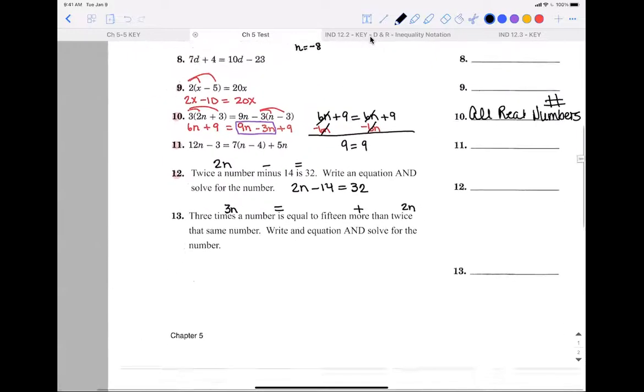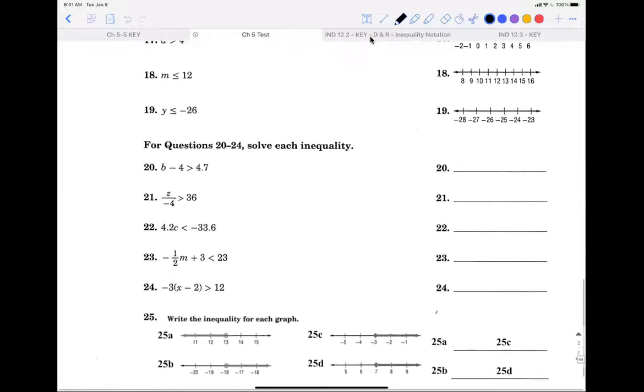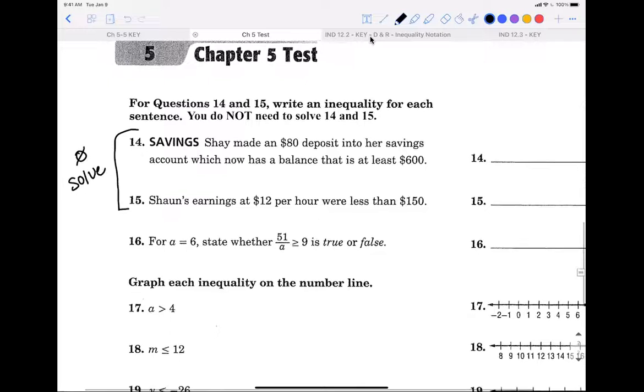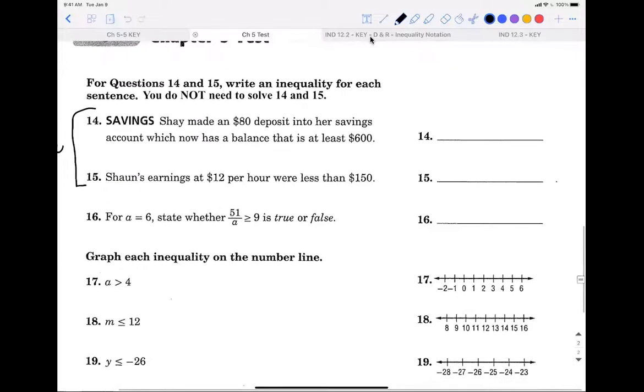All right, go ahead and flip over to the back. Couple of things here. Notice on the instructions, answer for questions 14 and 15, write an inequality for each sentence. You do not need to solve. Okay, so watch the instructions so you don't do more work than you need to. But we want to write an inequality. So writing our inequality is going to be our answer.